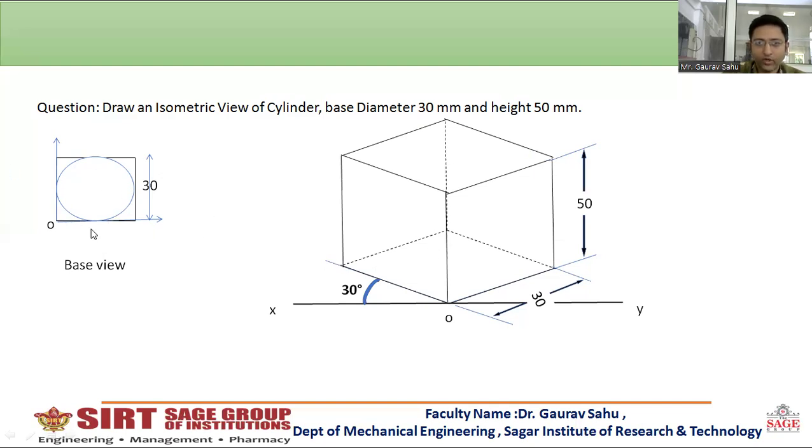The isometric view of a square is a rhombus, so the circle's isometric view will be an oval. There is a different fundamental for drawing it. It is not merely mapping, it is actually a different fundamental of drawing.